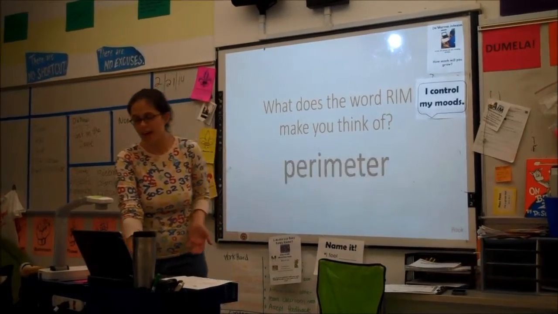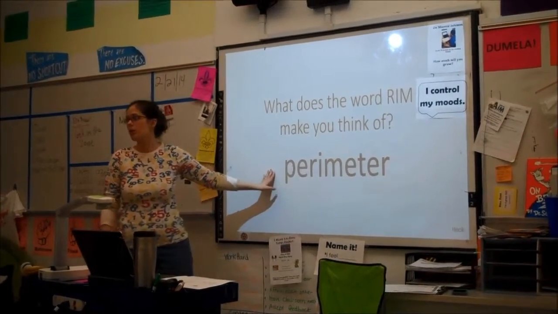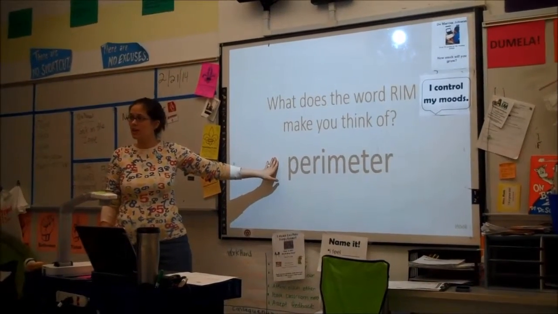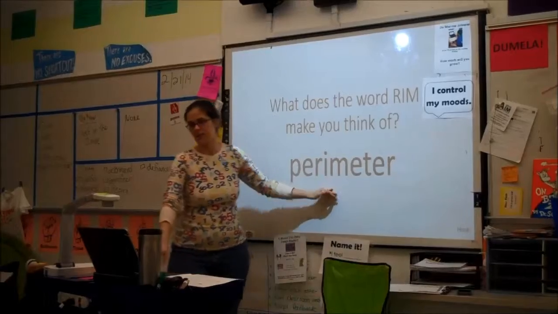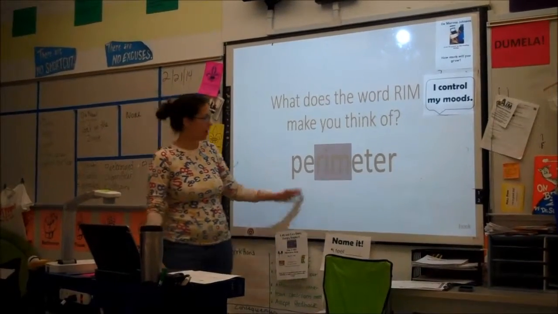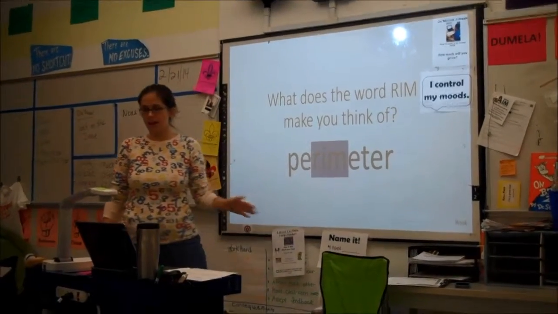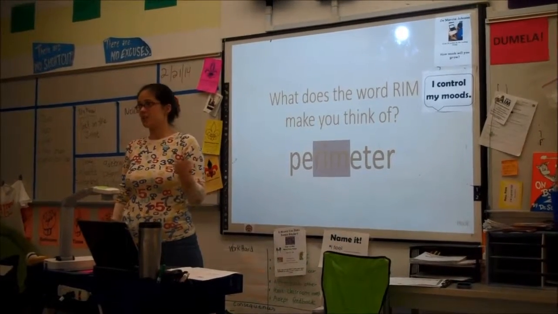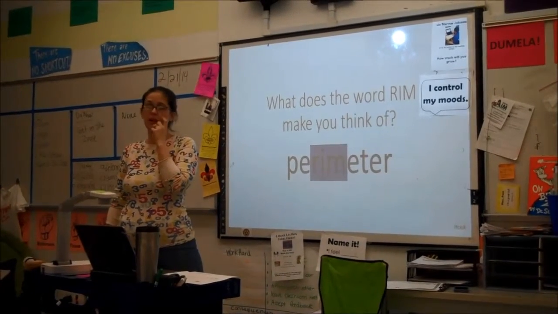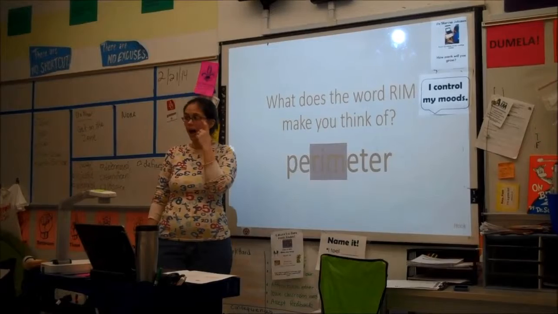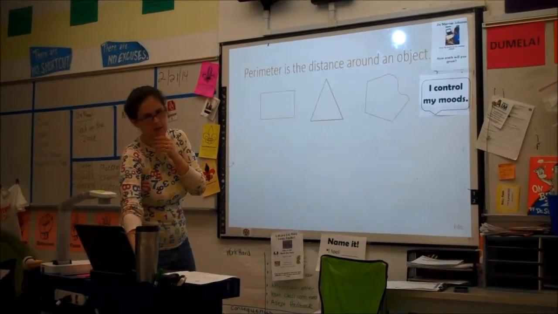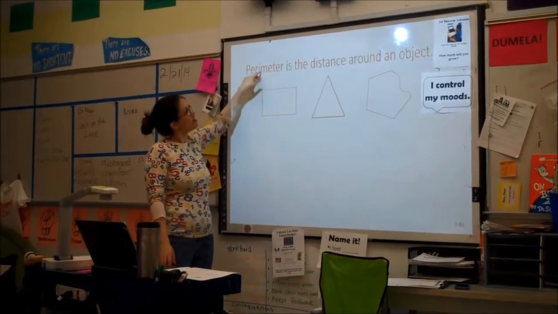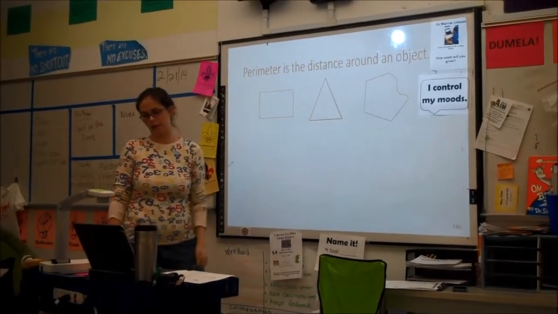So today, we're going to talk about this word, perimeter, and it has the word rim in it. Watch this, you guys. Whoa, it's blue. It has the word rim in it. So whenever I see the word perimeter, I think, oh, this goes around the outside of my shape. The definition: perimeter is the distance around an object.